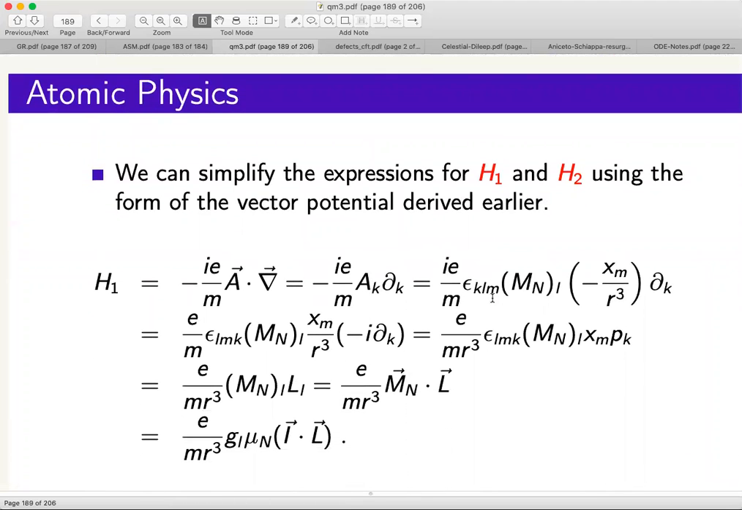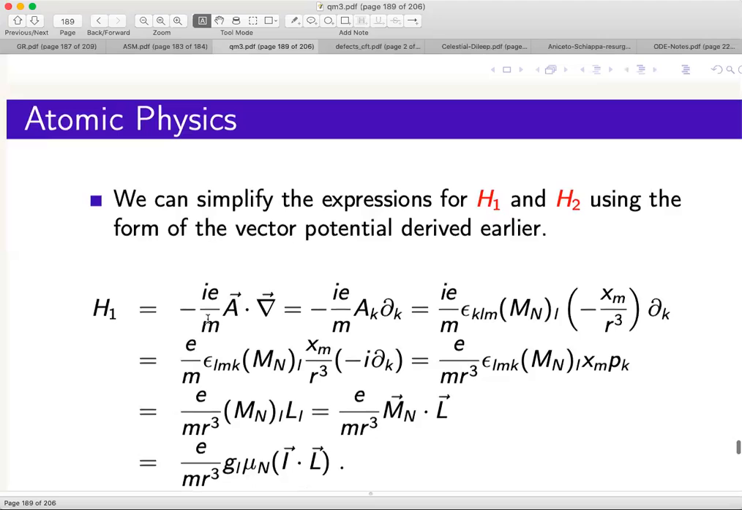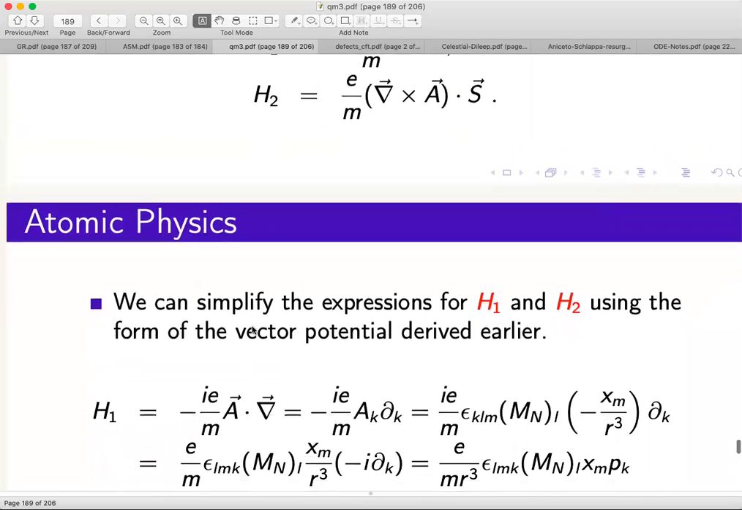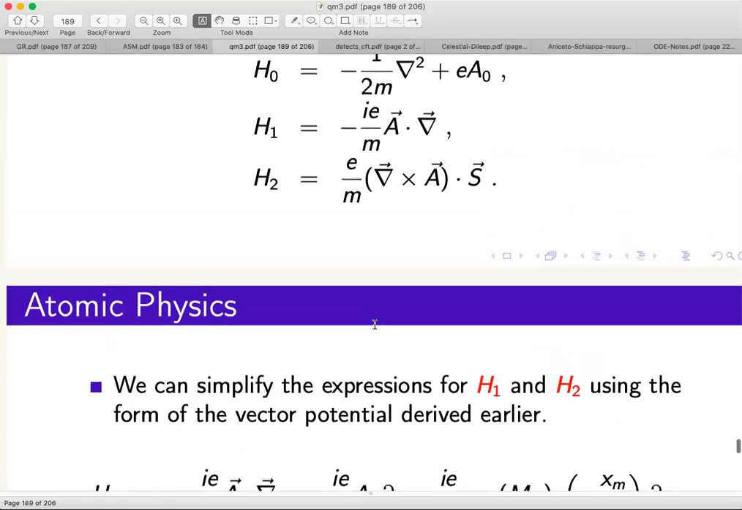H1 is given by, there are a bunch of equations really, so we'll run through them in a step-by-step fashion. The expression is really minus i e by m times A dot del. In component form that is just A_k times partial_k. But A_k is something we know.